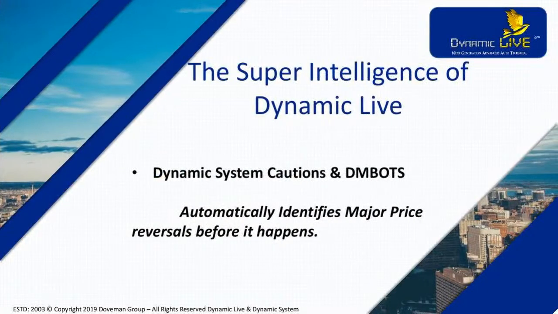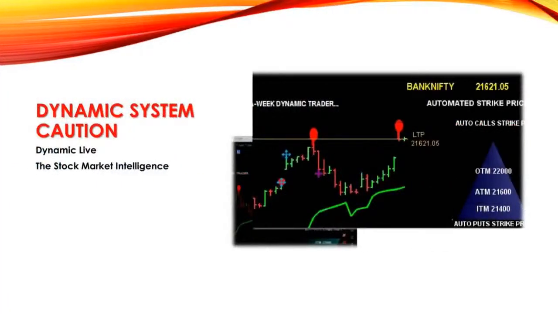And at last, we have the dynamic system cautions and DMBOTS. As I told you earlier, zigzag cautions identify the temporary price reversals, but dynamic system cautions identify the major price reversals. So in an uptrend, as the price keeps increasing, right on top, you come across the symbol. We call it dynamic system caution, which means the price is about to reverse.